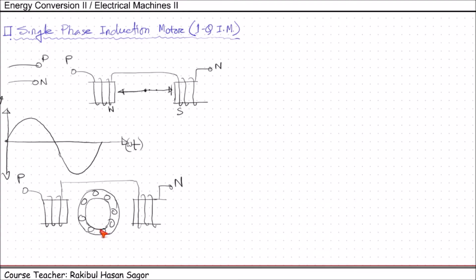But there is an interesting feature. If we provide an external force in any direction, for example, we are providing an external force to the rotor in anti-clockwise direction, the rotor will start rotating in that direction. Again, if we provide an external force in clockwise direction after giving this supply, at the very beginning motor will not start, but if we provide this external force, motor will start rotating in that direction. If we provide the external force in the anti-clockwise direction, motor will start rotating in the anti-clockwise direction. If we provide an external force in the clockwise direction, then the motor will start rotating in the clockwise direction. This strange behavior of single-phase induction motor can be explained on the basis of double field revolving theory.